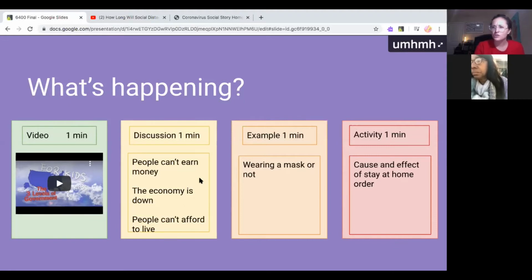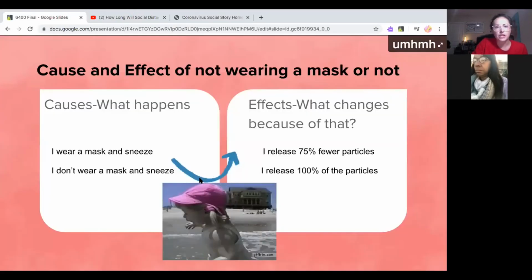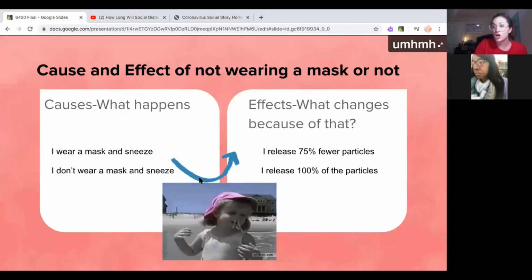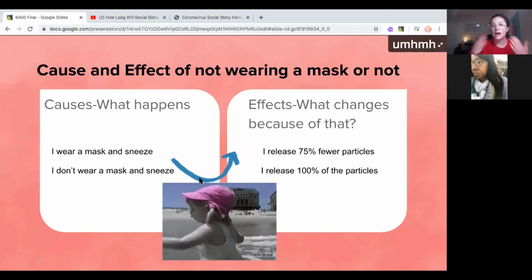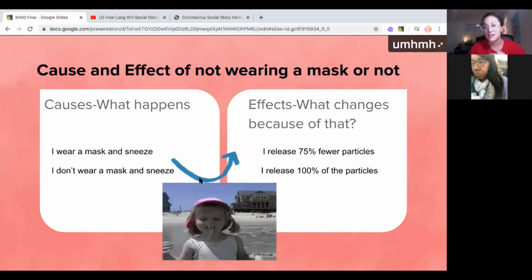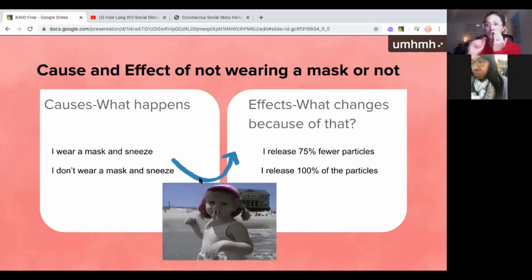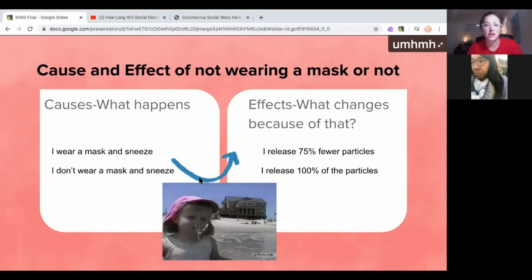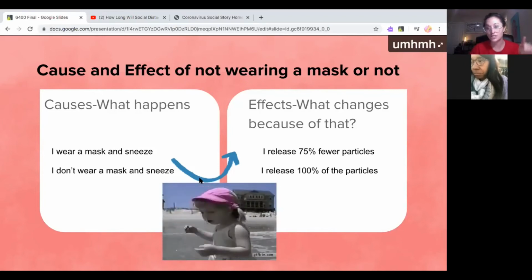So we're going to move into why should people wear masks and how the individual affects what happens in the government. So my example here is to show the students what cause and effect looks like. I'm going to say, well, the cause is what happens. What happens is I'm wearing a mask and then I sneeze, and I'm going to release 75% fewer particles, which means if I'm wearing a mask, only 1 out of 4 particles get through my mask. And if I don't wear a mask and I sneeze, I release 100% of the particles, just like that little girl.